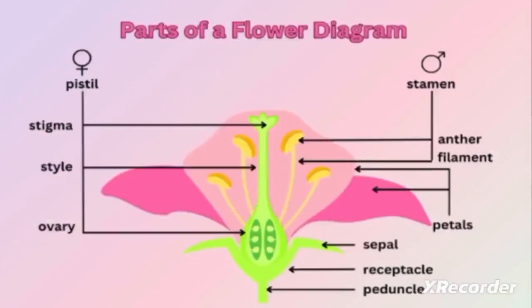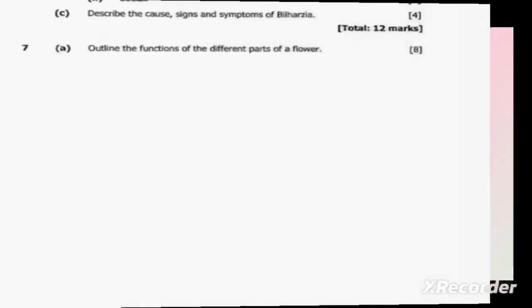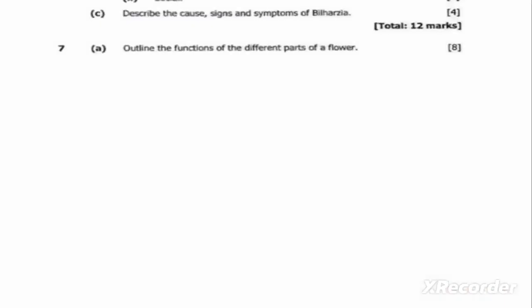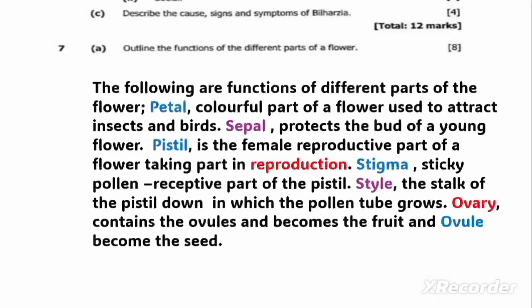We can see stamen, anther, petals, sepal, receptacle, stigma, style, and ovary. So these are some of the parts of the flower. Now let us give the function. The question is carrying 8 marks. As we can see, we have provided the information that is equivalent to 8 marks. So the following are functions of different parts of the flower.